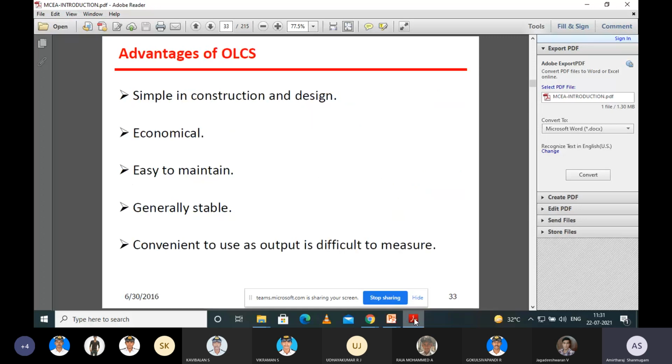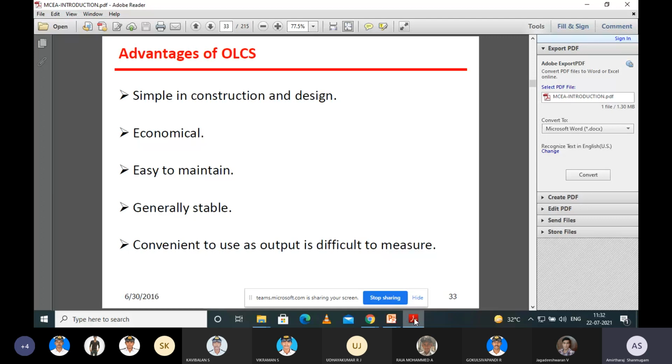So for the open loop control system, we'll summarize some advantages. Very important question, and very much understanding is needed. We know it's simple in construction. No need to measure the output. No need for modifications in the controller action. No need to get the manipulated output. No need to change the process. Simple in construction and design, and also economical.